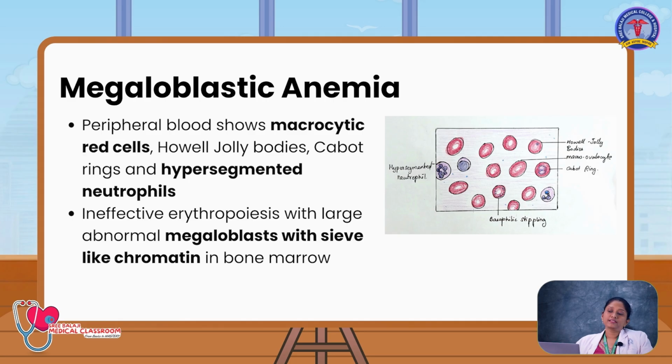Bone marrow is characterized by erythroid hyperplasia, and there is ineffective erythropoiesis with large abnormal megaloblasts with a characteristic sieve-like chromatin. This is the characteristic feature that is appreciated in the bone marrow. In addition to that, we can also see giant metamyelocytes and giant stab forms in the bone marrow. The diagnosis is based on measuring serum B12 and folic acid levels, and elevated methylmalonic acid is also seen in B12 deficiency.